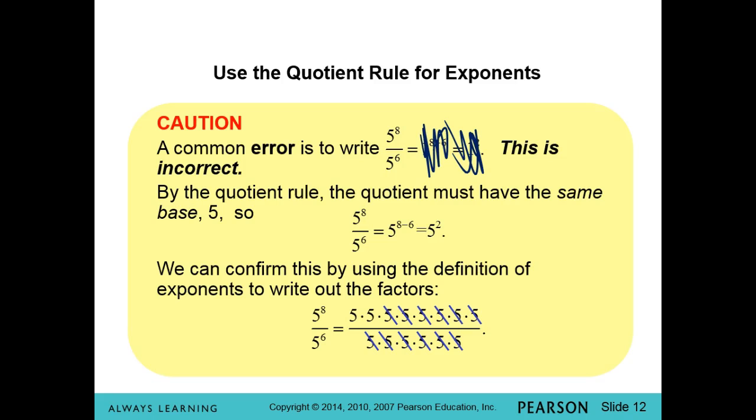Now, if we were to write this down, this would have been 5 times 5 times 5 times 5 times 5 times 5 times 5 times 5. That's 8 factors of 5 divided by 5 times 5 times 5 times 5 times 5 times 5, 6 factors of 5. These 6 will divide out those 6. 5 over 5 is 1, 5 over 5 is 1, all the way, leaving you just 5 squared, which is 25. Okay. So I don't even want you thinking about the other one. I don't want you to have it imprinted in your mind anywhere, because that was totally wrong.